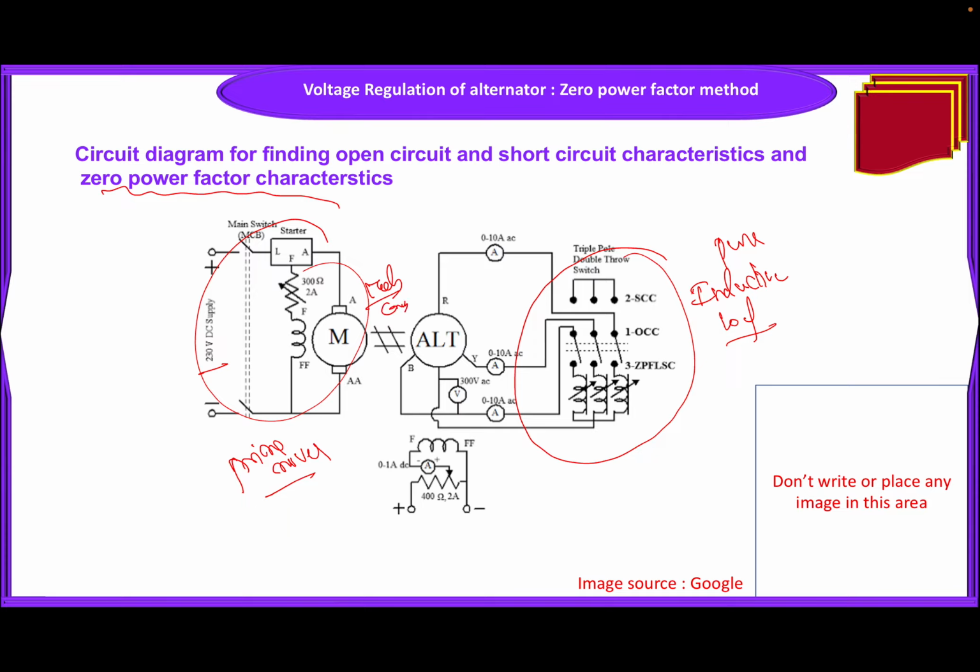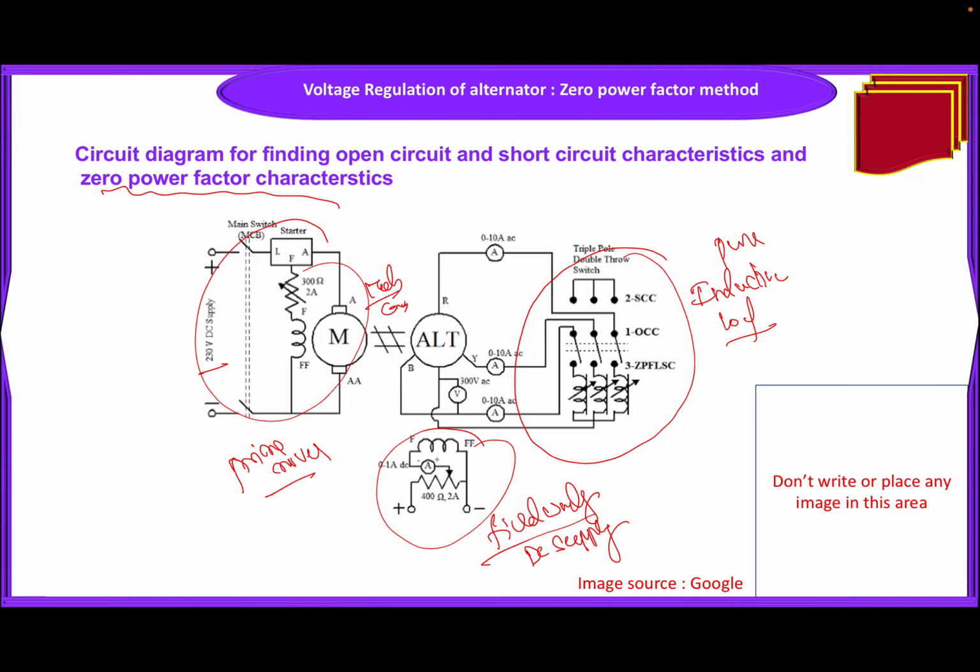I am giving this motor's mechanical energy as a prime mover to the alternator here. This alternator is connected in star connection. And what is this here? This is the field winding. Field winding is always excited with a DC supply.